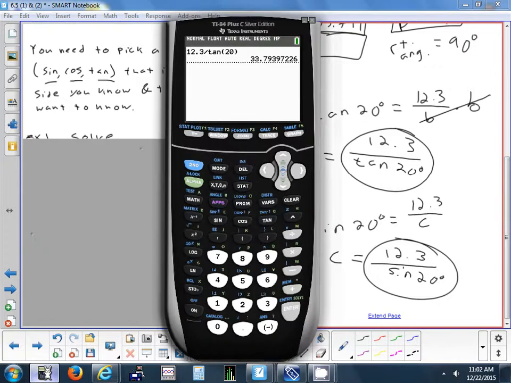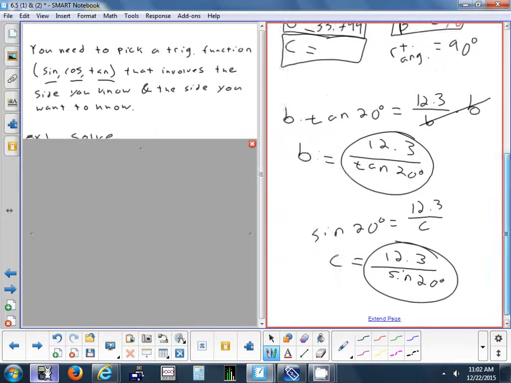And now we'll just type it in. If you type the last one in on your calculator, you can just go like that. Bring up the last thing. And just change that to sine if you want to do it that way. All right, so we get about 35.963.